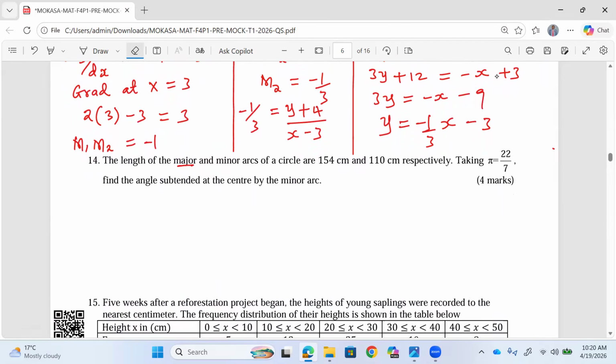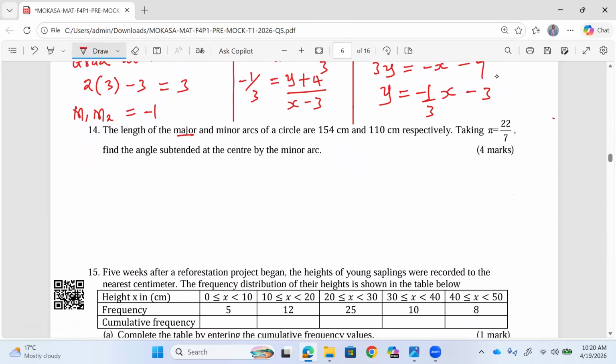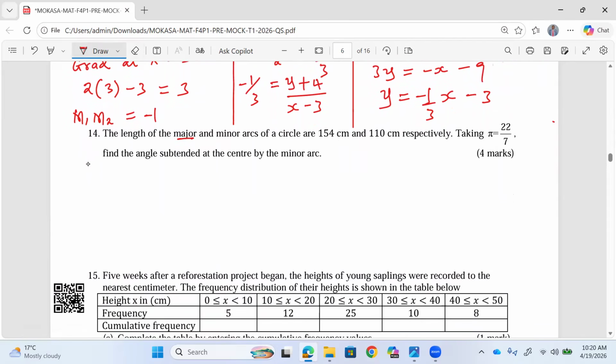It's number 14. We are told that the lengths of the major and minor arcs of a circle are 154 centimeters and 110 centimeters respectively. Taking pi as 22/7, find the angle subtended at the center by the minor arc. So allow me to interpret this question first.